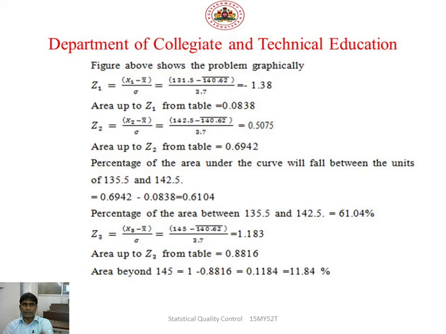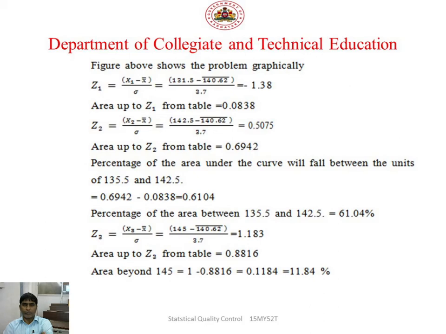Next, one more condition he has asked: the area beyond 145. So that's why we are taking Z3, x minus x bar divided by sigma. That is 145 minus x bar divided by this sigma value. So you are getting 1.183.